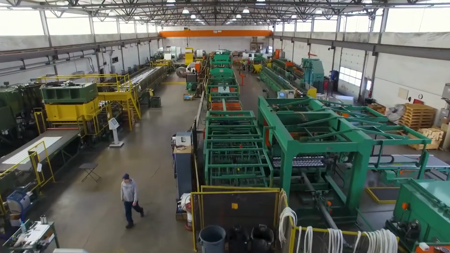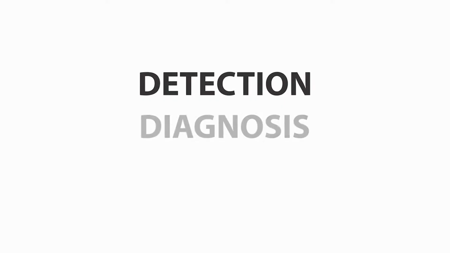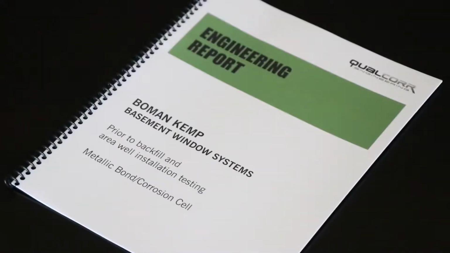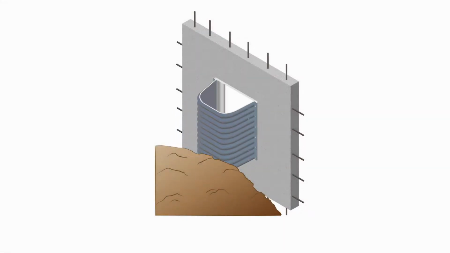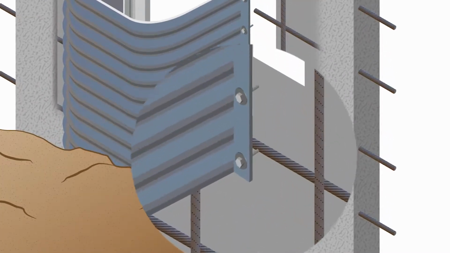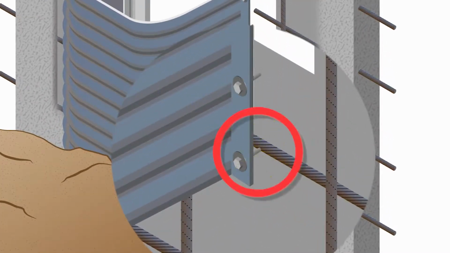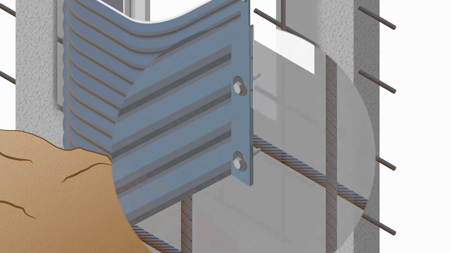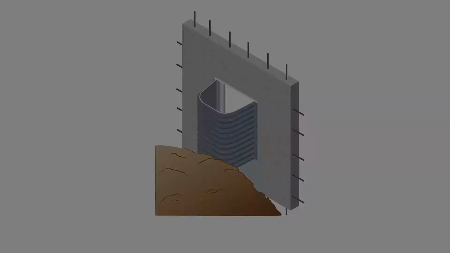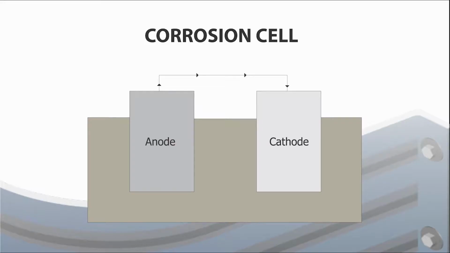In 2005, we hired the services of QualCorr Engineering, a consulting company specializing in detection, diagnosis, and prevention of corrosion. QualCorr's research found that the failed area wells experienced rapid corrosion because a corrosion cell had been created. A corrosion cell occurred because there was a flow of electric current from the rebar through the area well and to the surrounding soil.